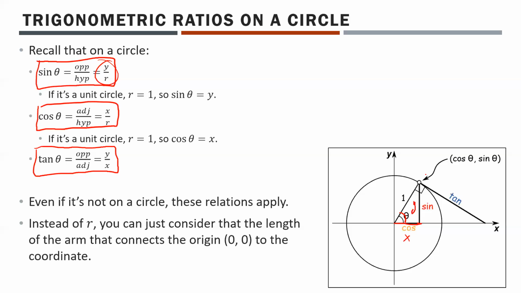And believe it or not, you don't need to know this in great detail. That actually gives you the length of the line that connects where your intersection point is on your circle to your nearest x-axis. So it just tells you the length of that line, which is kind of interesting, but I don't think you'll need to know that quite yet. Now, even if it's not on a circle, these relations still apply, except instead of r, of course, you can just consider the length of the arm that connects the origin 0, 0 to the coordinate, right? So it's not your radius anymore, it's just the length of the arm that would connect to your coordinate.